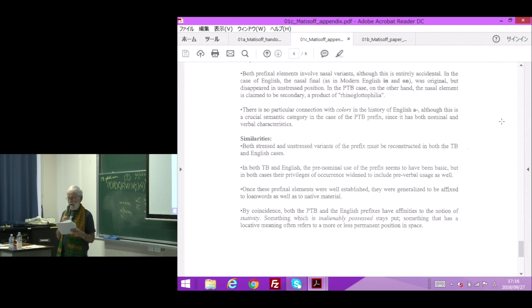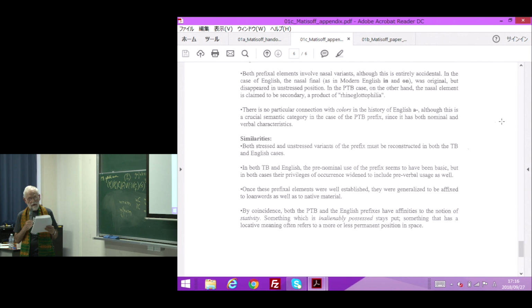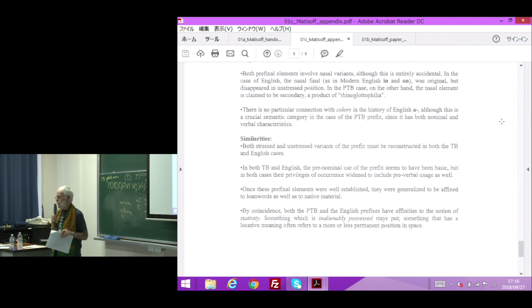And by coincidence again, both the Tibeto-Burman and the English prefixes have affinities to the notion of stativity. Something which is inalienably possessed stays put, and something that has a locative meaning often refers to a more or less permanent position in space. So even though these prefixes have absolutely nothing to do with each other historically, there are interesting similarities and differences between them. I think I'll stop right there.